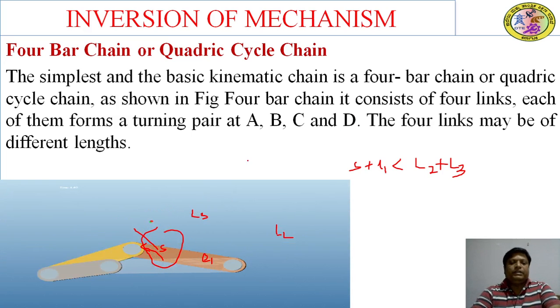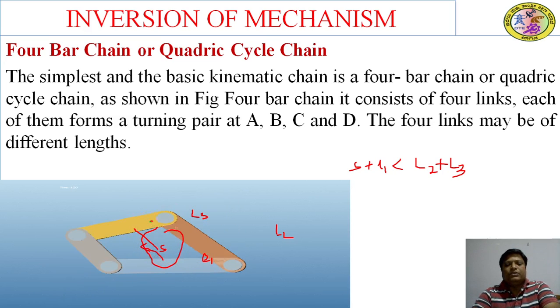Here is the animation of how the crank completes one rotation. At the point A you have a turning pair, at the point B a turning pair, at the point C also, and at the point D also. Therefore the 4-bar chain has 4 links and 4 turning pairs at A, B, C and D.